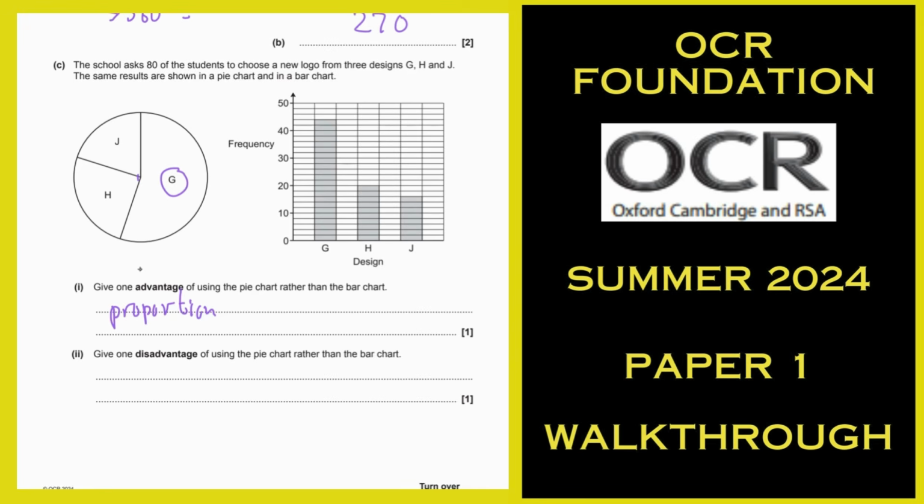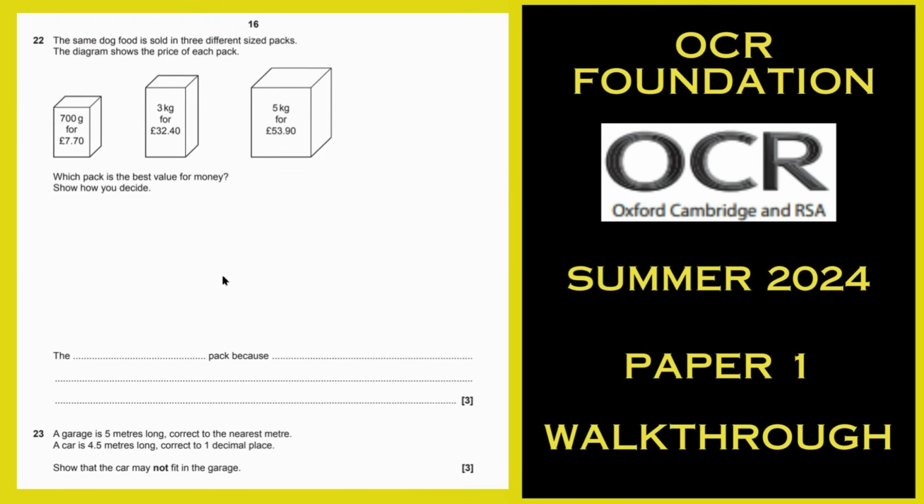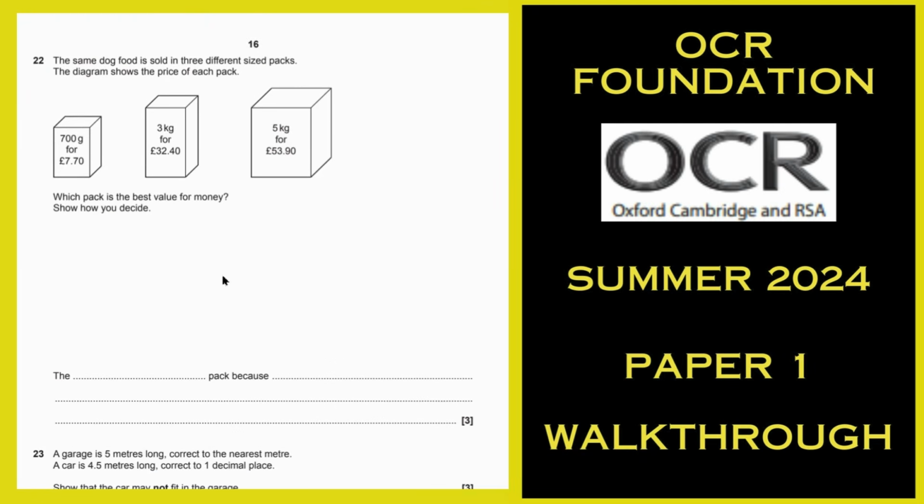Give one disadvantage of using the pie chart. Doesn't tell you any frequencies. It could tell you degrees, but there's no frequencies on there. This pie chart could represent 5 million people, could represent 20. There's a big difference. There's no frequencies being displayed, so it does lack accuracy in that respect.